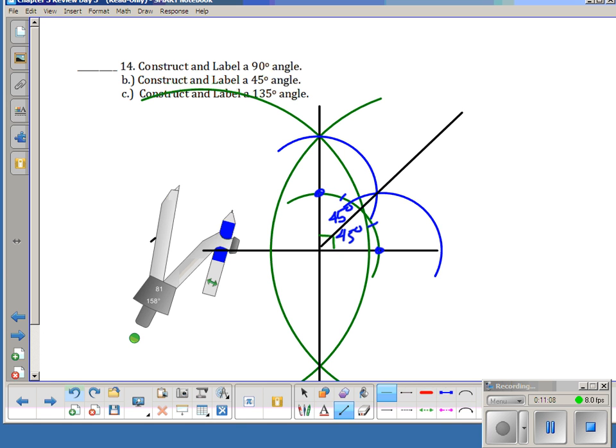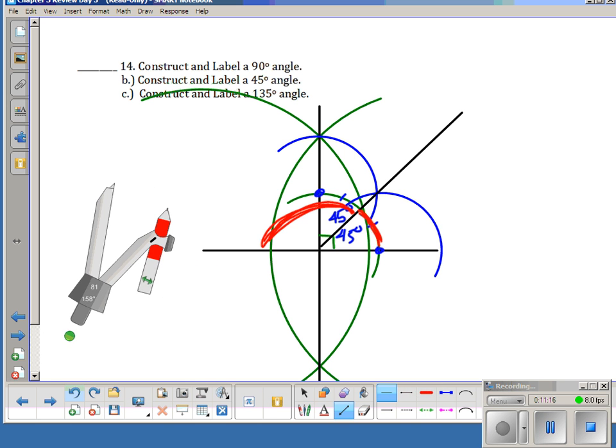So again, if this side's 45, this side has to add to 180. Well, 180 minus 45 leaves me with 135 degrees. So this whole angle darkened in red right there, from here to here, is 135 degrees. You do not need to do any new constructions for that.